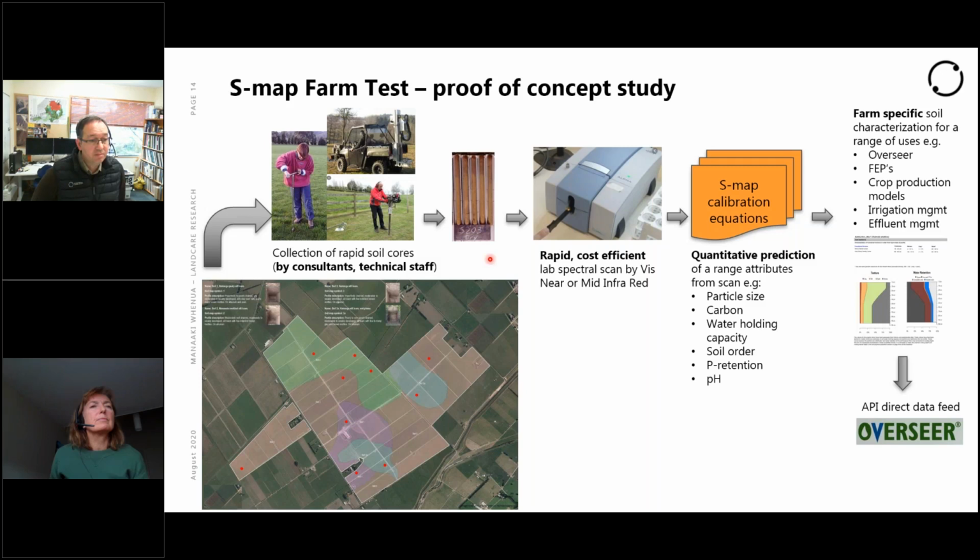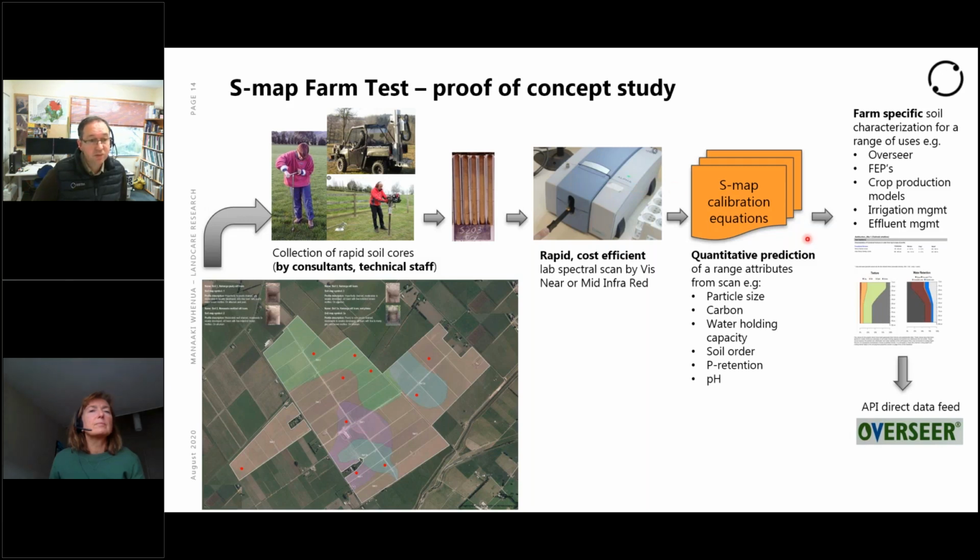And then you can measure that in increments, so 10 centimetre increments is what we measured it in, and use the vis or mid-infrared scanning. The real advantage of the vis or mid-infrared scanning is from that one scan, that spectral scan from that sample, you can then predict a whole suite of attributes.